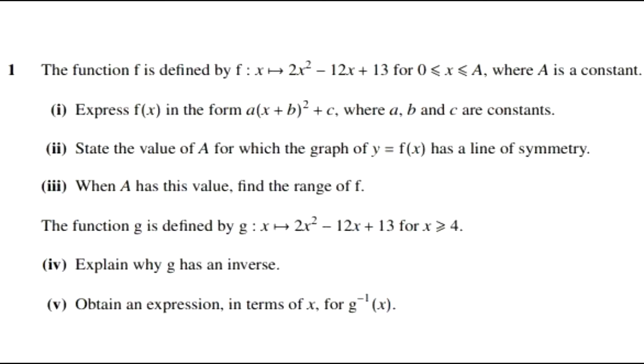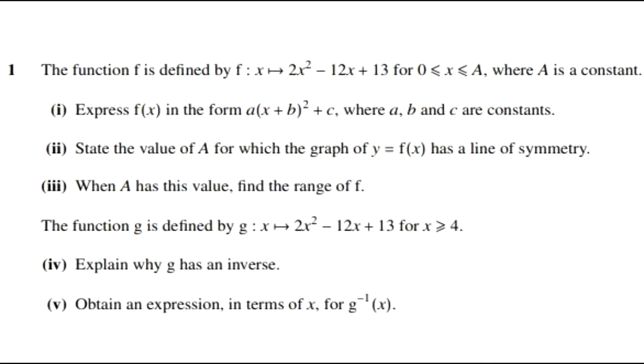The first question: the function f is defined by f from x to 2x square minus 12x plus 13 for 0 less than or equal to x less than or equal to a, where a is a constant. First part, express f of x in the form a x plus b the whole square plus c, where a, b and c are constants. The second one, state the value of a for which the graph y equal to f of x has a line of symmetry. Third part, when a has this value, find the range of f.